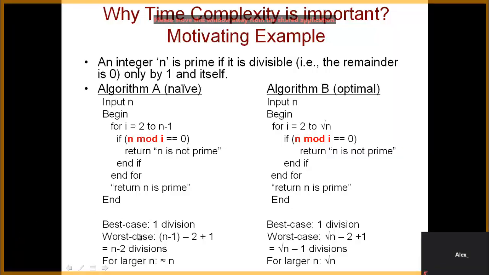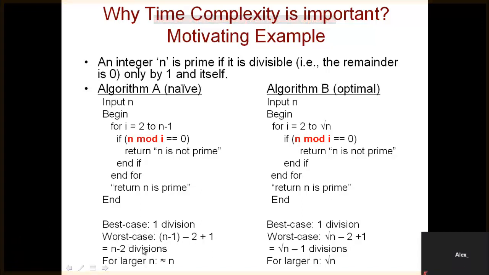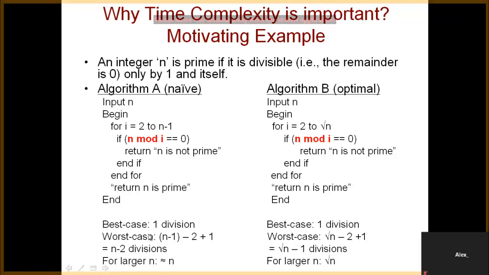So essentially the worst case is n minus 1 minus 2 plus 1, which is n minus 2, and as n increases, this is approximately n. So we'll do n divisions with this algorithm.